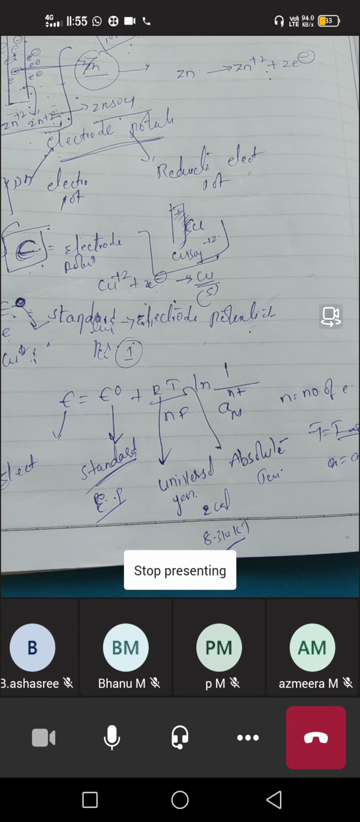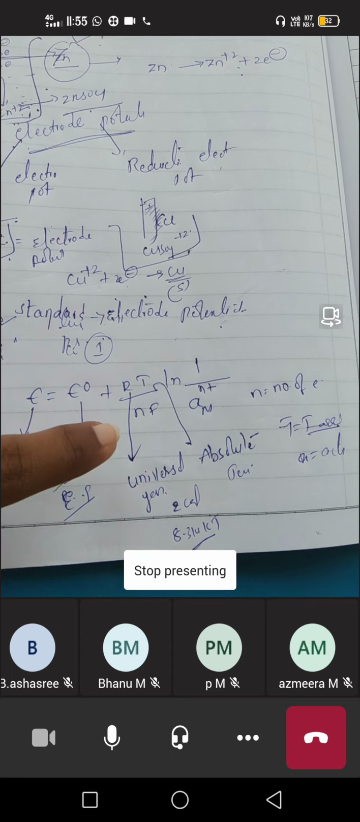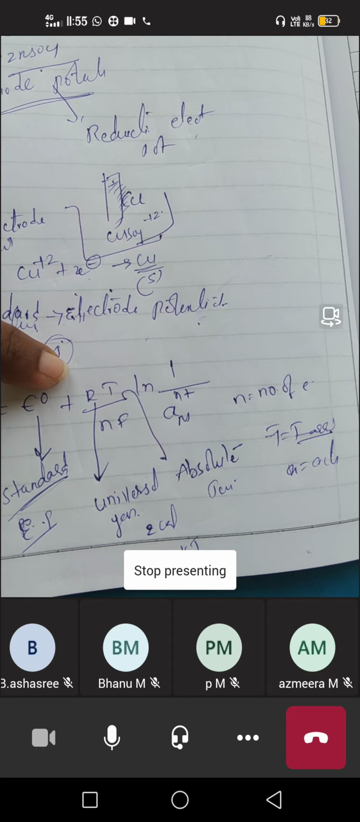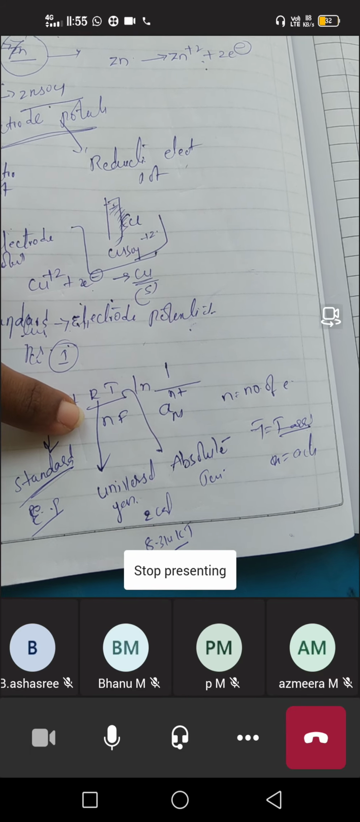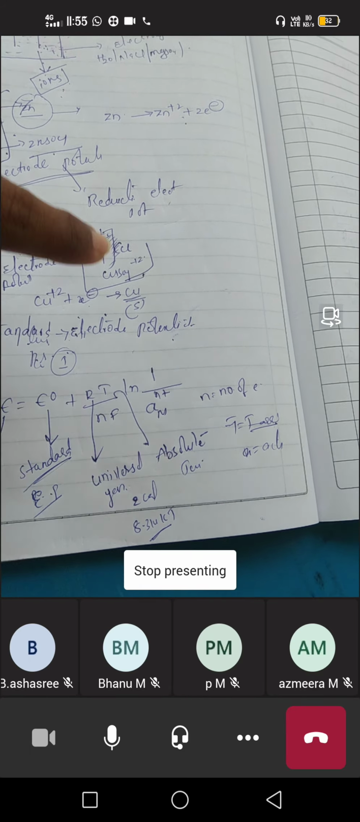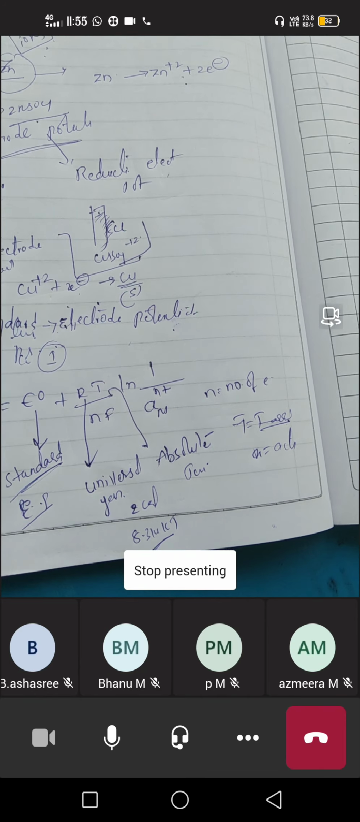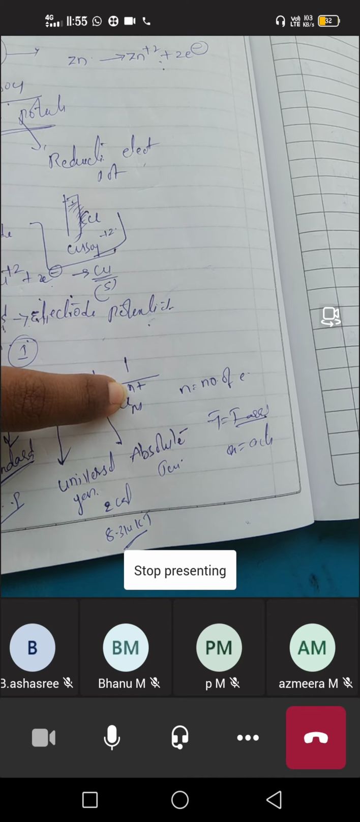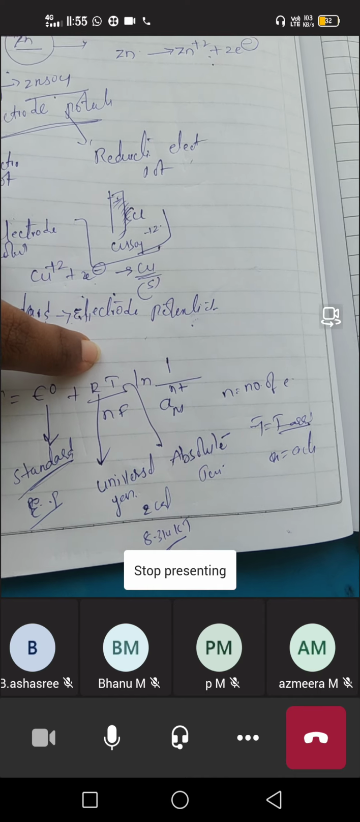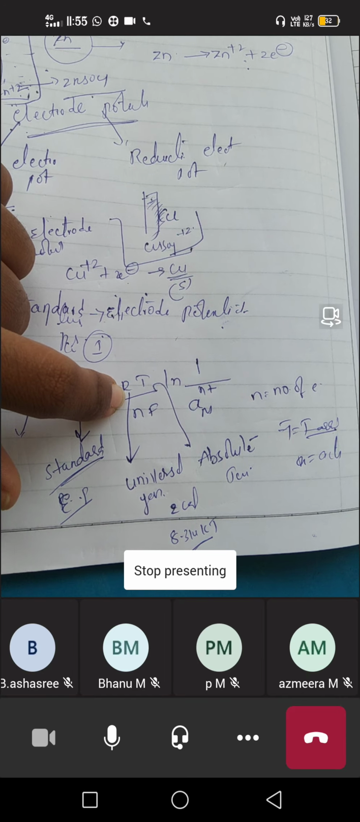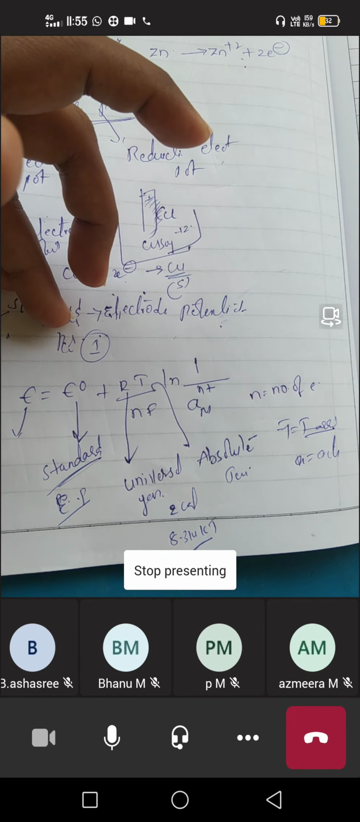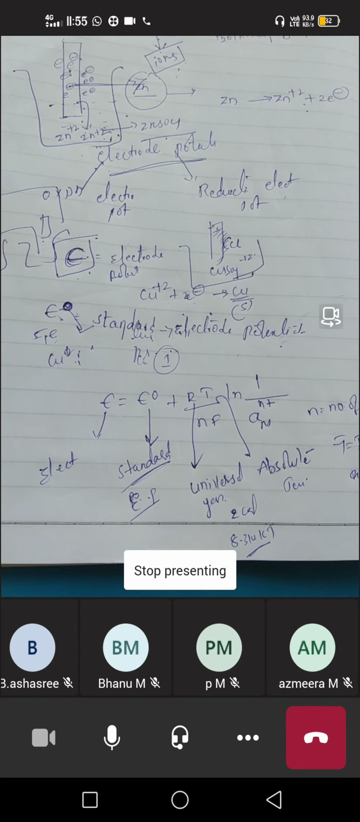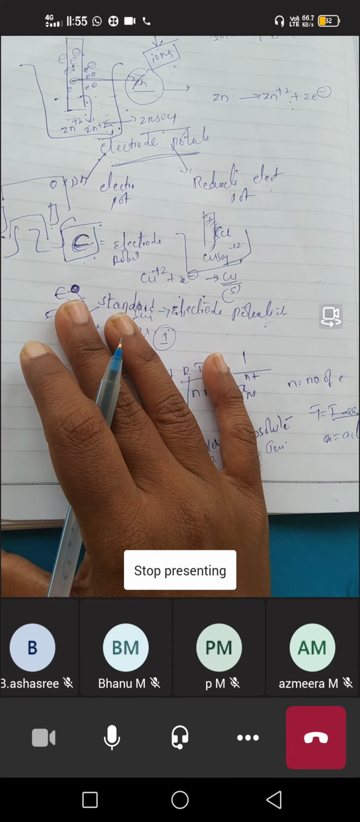So in that way, if you know the E value, these are all fixed values only. We know the R value, we know the temperature, that is absolute temperature 273 kelvins. Next, n is the number of electrons involved, which we can get from the equation. F is 96,500 coulombs. a is concentration. So we know all these values are constant. By substituting these values, we can calculate E naught, or if you know the E naught value, we can calculate E. So this equation is helpful for calculating electrode potentials.